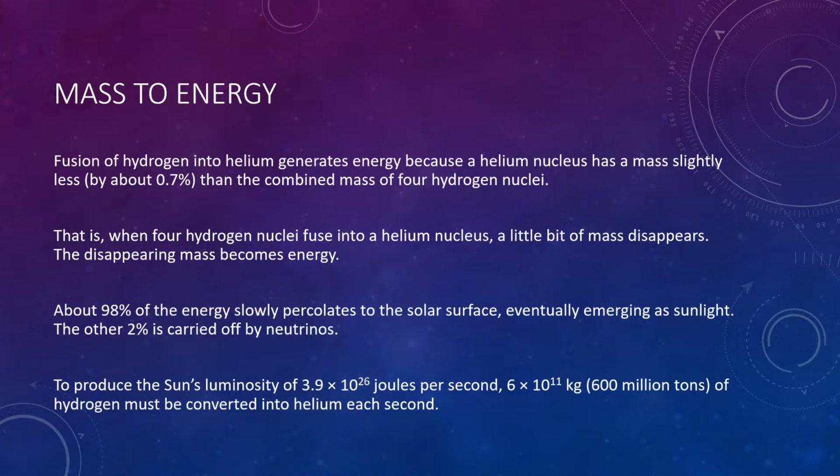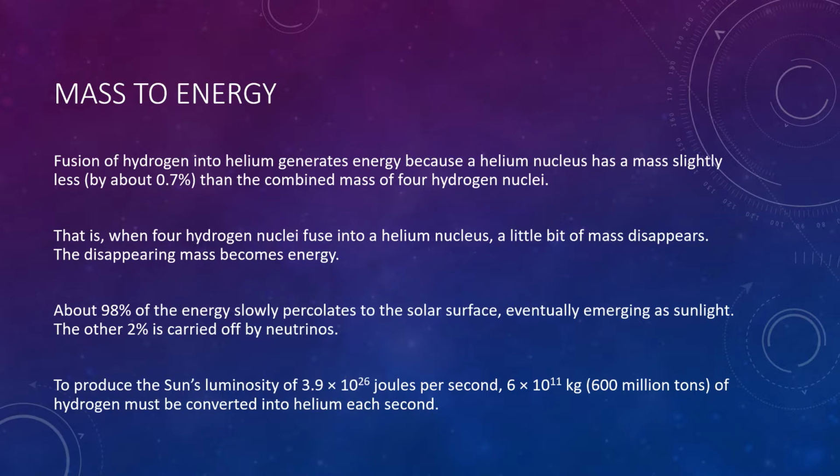About 98% of the energy emerges as kinetic energy of the resulting helium nucleus and radiative energy of the gamma rays that are lost. As we will see, the energy slowly percolates to the solar surface, eventually emerging as the sunlight that bathes Earth. Neutrinos carry off the other 2% of the energy.